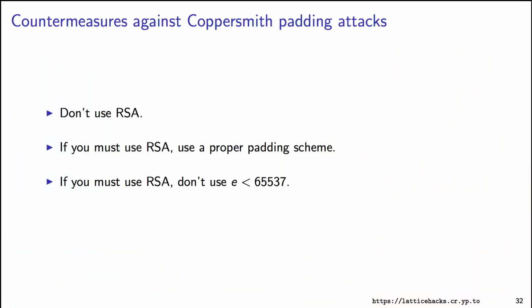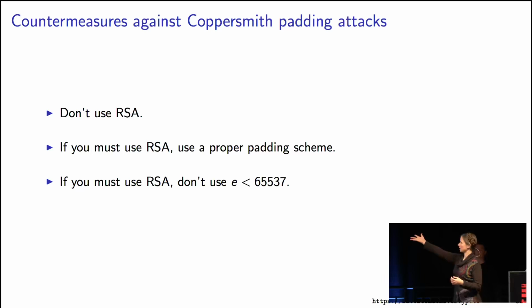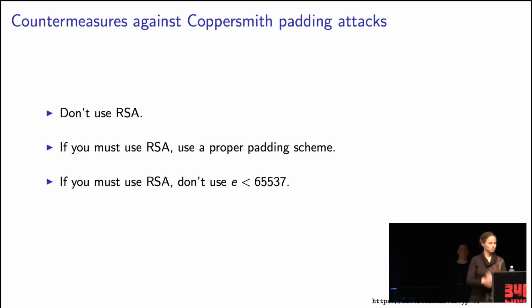So this is Coppersmith's small RSA exponent attack, and there's a bunch of variants of it. It's super cool. So if I've just freaked you out, here are some countermeasures against Coppersmith sort of padding attacks, small exponent, etc. If you're worried about this, don't use RSA. It's one option. If you must use RSA, use a proper padding scheme, RSA-OAEP, that kind of thing. If you must use RSA, don't use small exponent e, use exponent e at least 65537, then this definitely doesn't work.